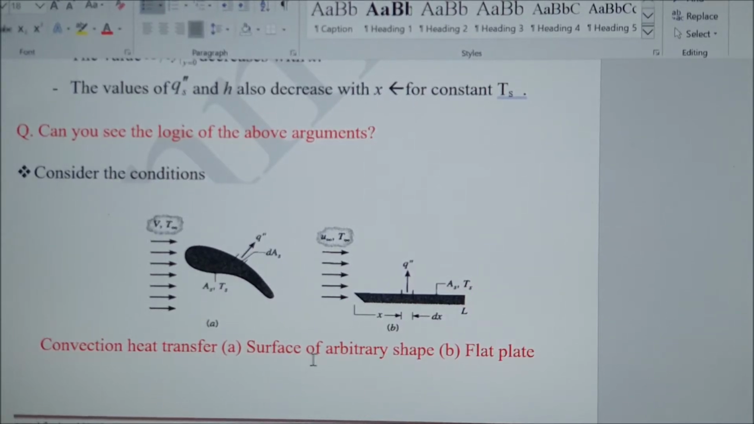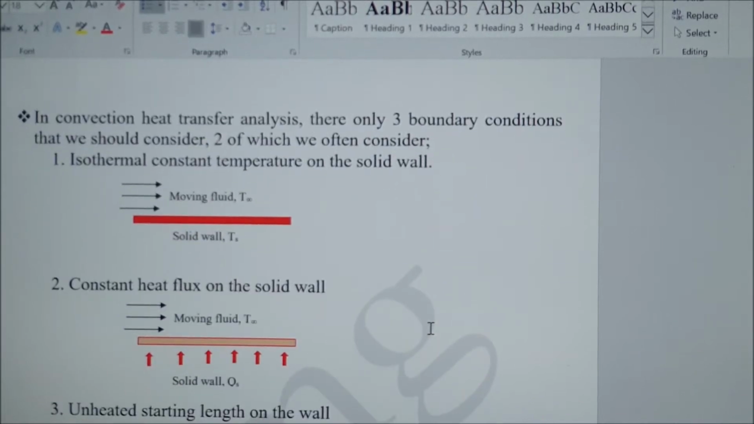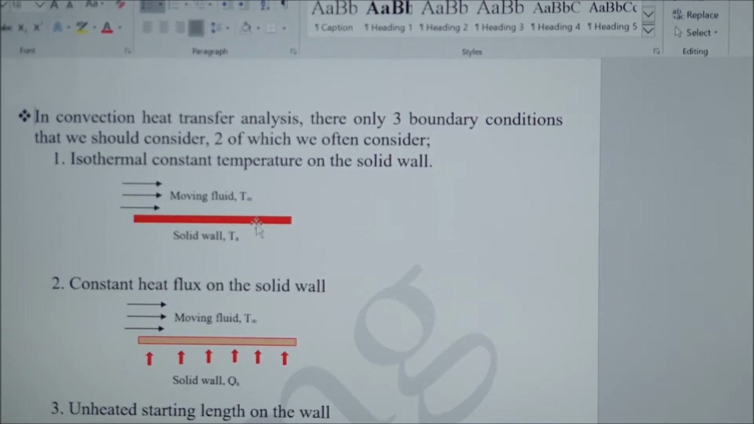So far, we have looked at the boundary condition where the surface temperature is stated clearly, different from the flowing fluid. Let it be known that actually there are 3 types of boundary condition in convection heat transfer analysis. One of which we have considered earlier is isothermal, constant temperature on the solid wall. You have been introduced to it as the Dirichlet boundary condition. The temperature is explicitly given on the wall.